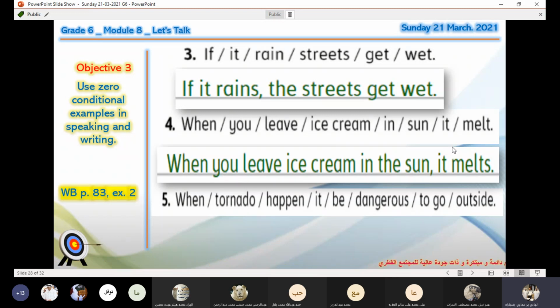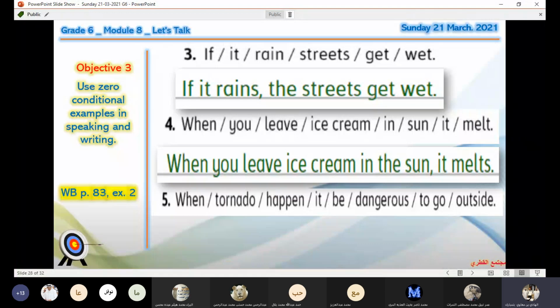The last one, number 5. Who can do number 5, please? Please lower your hands so that I know who wants to take part. Muhammad Nasser Bikhit? Yes, teacher. Would you please do number 5 for us?